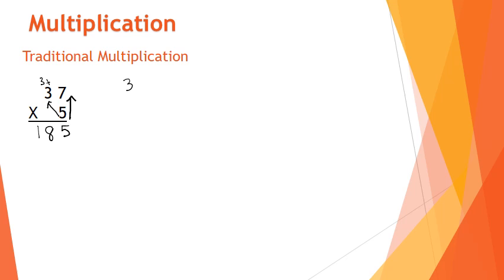I know that 37 is 30 plus 7 more. So then I would times this by 5. 7 times 5 is 35. 5 times 30 is 150. Add those two together and I would get 185.